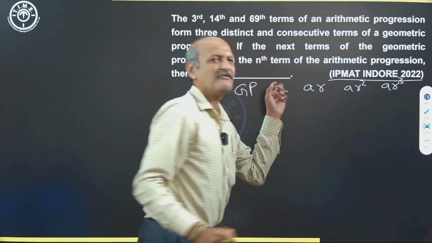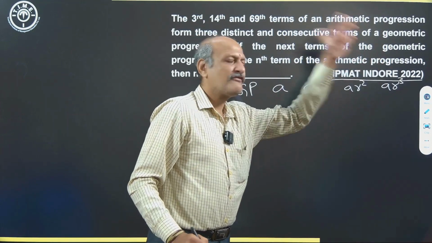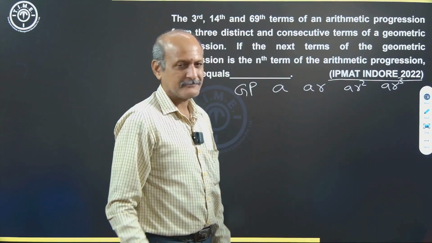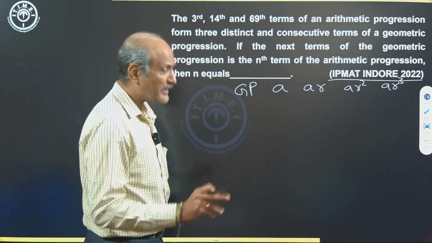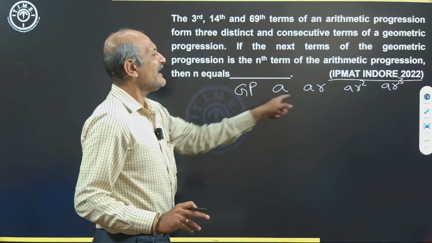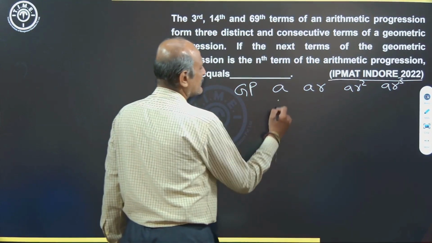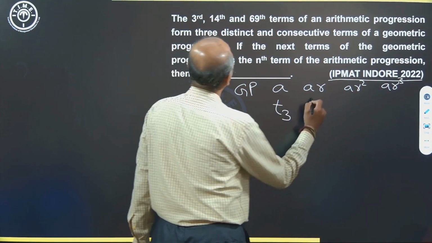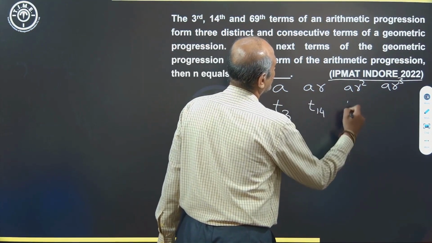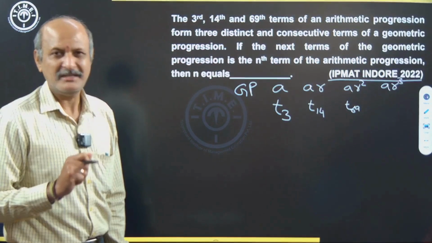Right, the first term if I take it as A, the second term will be AR, the third term will be AR square, the fourth term will be AR power 3. Now what he says here is that there are three terms in a progression which are consecutive terms in a geometric progression. What are our three terms? The first term is T3, then T14, then T69. They form a geometric progression.